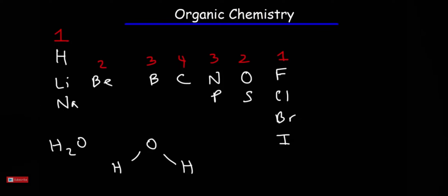Now, oxygen likes to have 8 electrons. Each bond represents 2 electrons, so that's a total of 4. To get to 8, we need to add 2 lone pairs. So that is the Lewis structure for water.